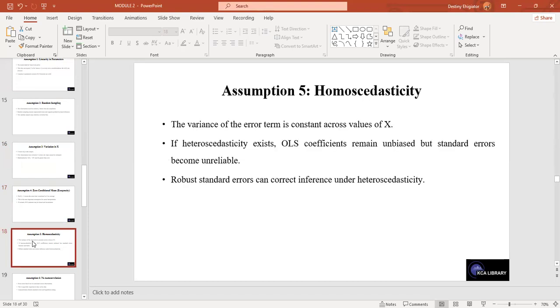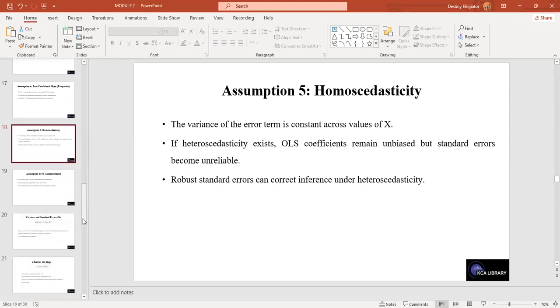Assumption 5, homoscedasticity. It is assumed that there is homoscedasticity. The variance of the error term is constant across values of X. If heteroscedasticity exists, OLS coefficients remain unbiased, but standard errors become unreliable. Robust standard errors can correct inference under heteroscedasticity.